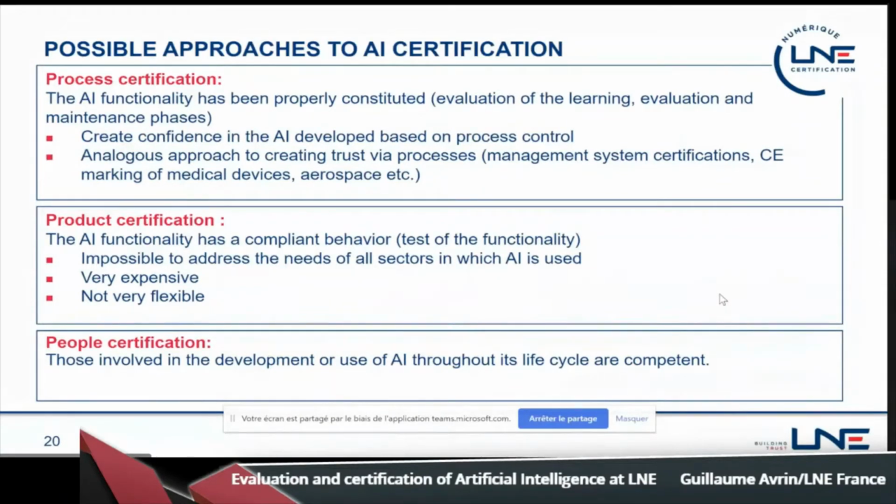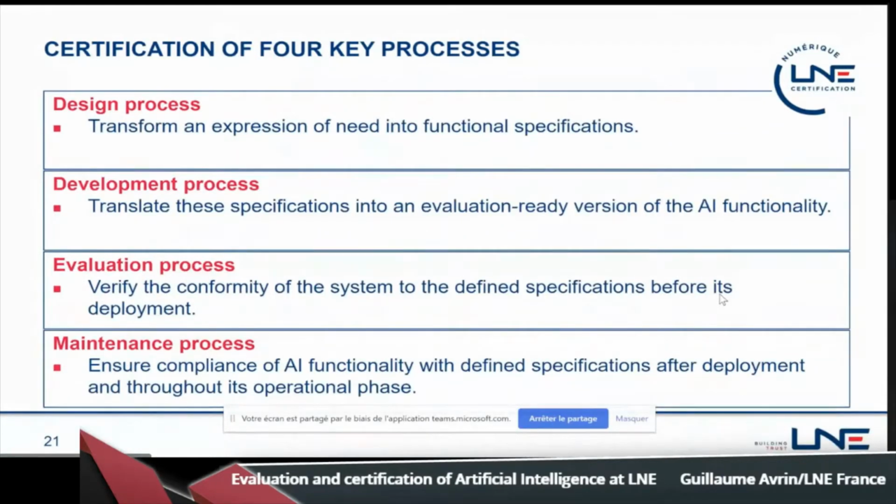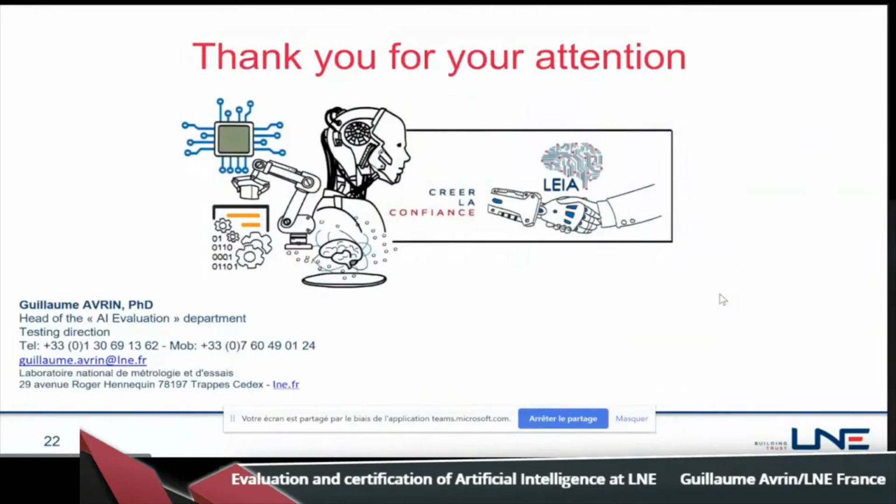So it would cost a lot of money to do a product certification, whereas with process certification, you have a first level of guarantee that the processes that allow a company to develop AI systems are in agreement with the guidelines, with good practices, and so on. It's a first level of guarantee, and then for specific critical applications, it will be possible to do product certification. And so in this certification at LNE, we are considering the design process, development process, evaluation process, and maintenance process.